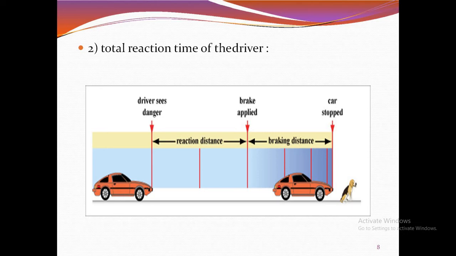In the image we can see the driver sees the danger, the brake is applied, and here the car stopped. So there is a reaction distance after the driver sees the object, then when the brake is applied there is the braking distance, and here the object. According to that we need to maintain the distance.